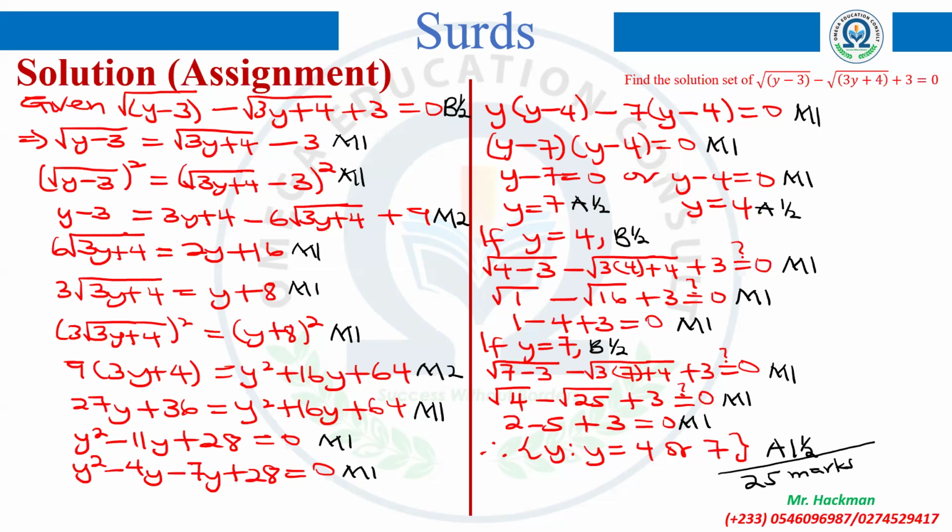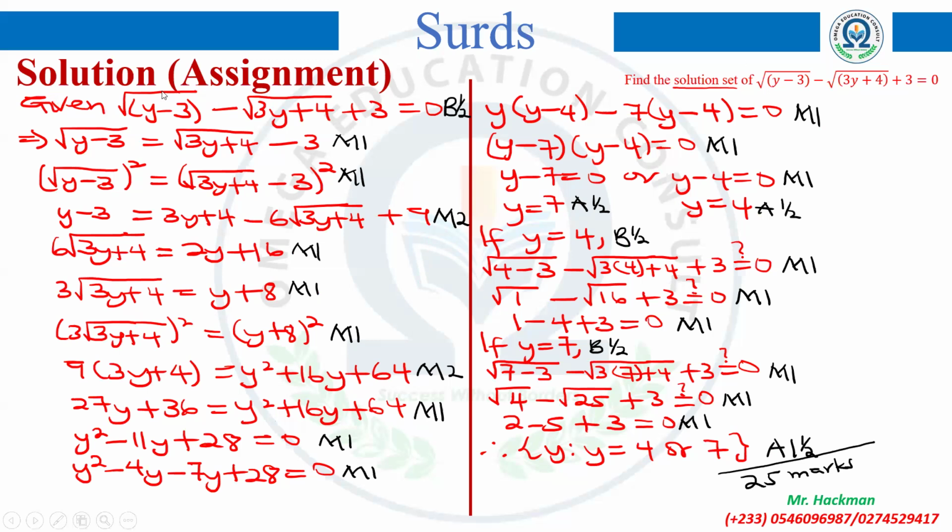Anytime we read questions, we have to make it a habit to underline the salient part. So what are we supposed to do? We are supposed to find the solution set. You underline solution set, very critical. It means if your answer is not given in the solution set or the set form, you won't get the final answer score. So please take note.